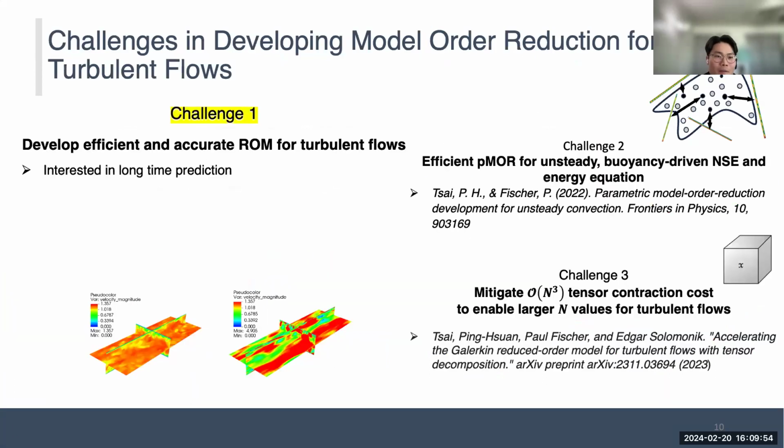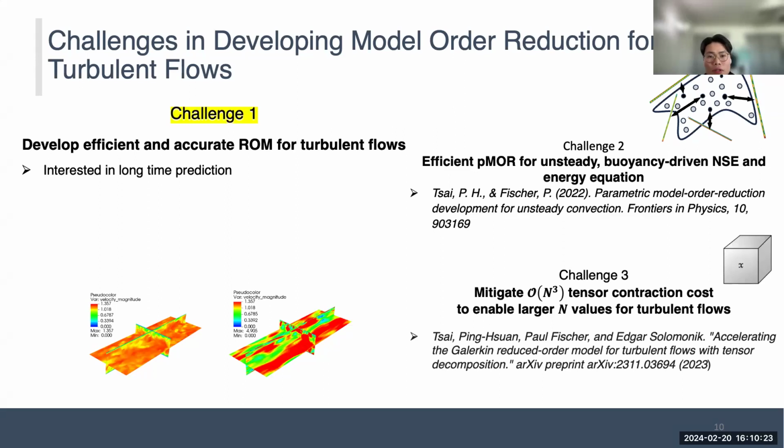So here is basically my PhD work. The way I think about it, there are three challenges in developing model order reduction for turbulent flow. Challenge one is to develop efficient and accurate ROMs for turbulent flows, especially for long-term prediction. Most engineers working on turbulent flow are interested in long-term prediction.